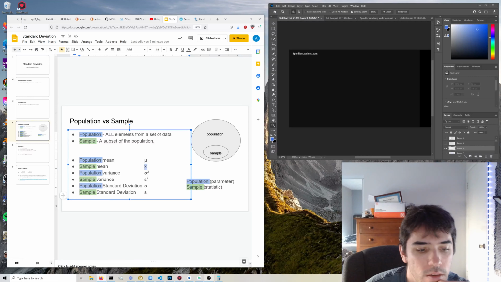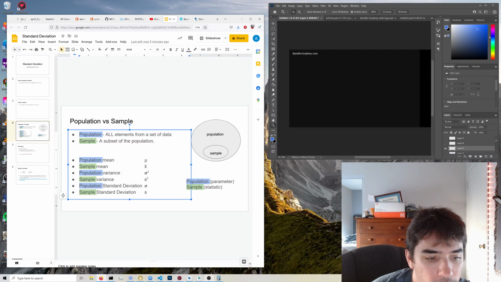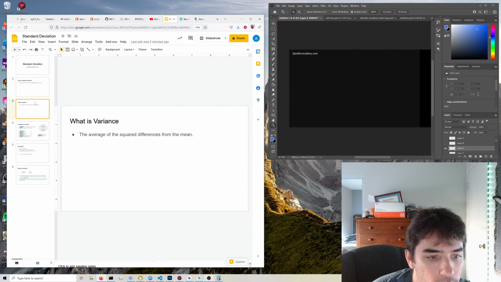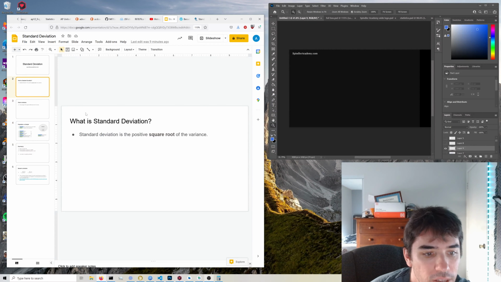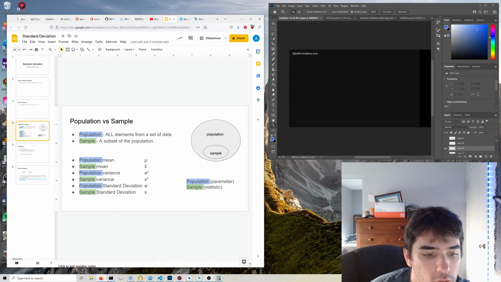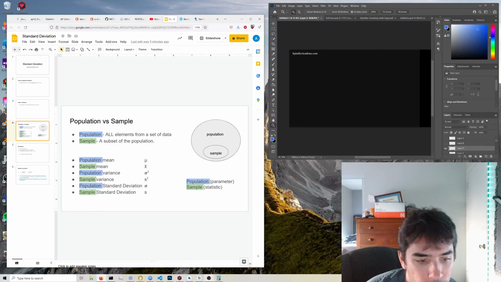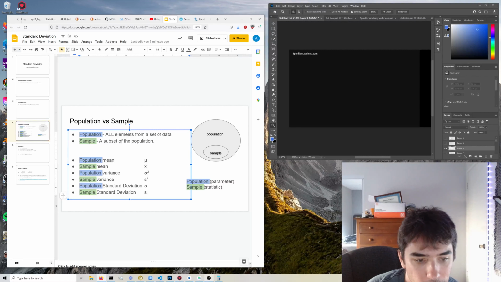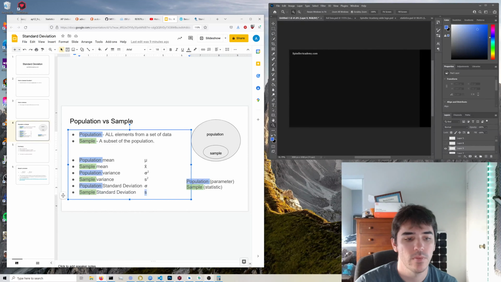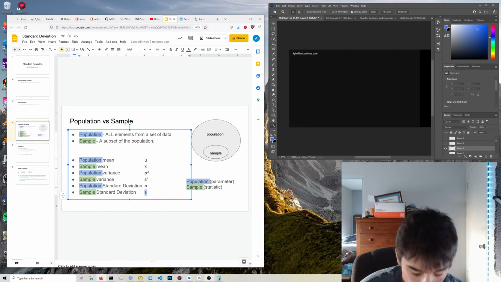And so we know that the standard deviation is defined as the square root of the variance. So the variance is sigma squared, or s squared. And if you take the square root of something squared, then you just get the standard deviation, which is sigma, or the standard deviation for the sample, which is s. The population standard deviation is sigma, whereas the sample standard deviation is s.